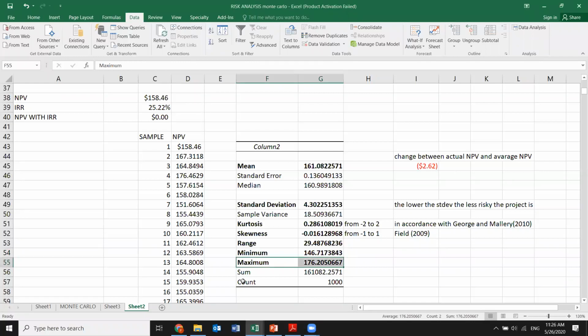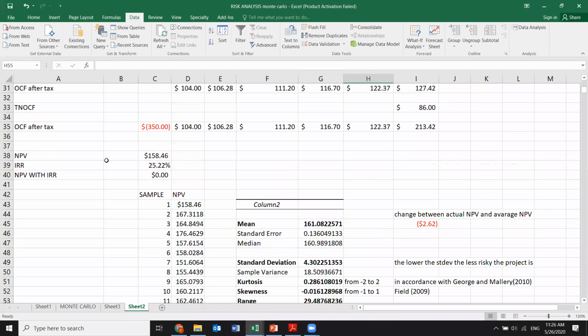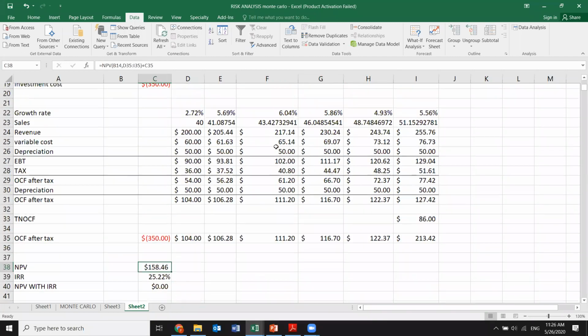So then we go for this count. The count is showing how many samples we used, like the 1,000 iterations, that 1,000 sample we used, okay? So this is the explanation that you should come up with. As a conclusion, you should come up with the decision: yes, I should accept this NPV because this is the case and this is the reality that I get. I should accept the project with this NPV.